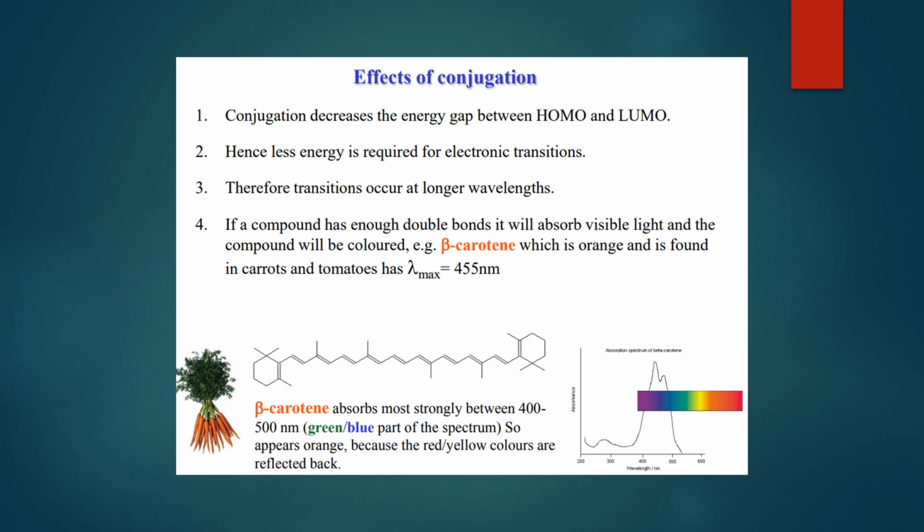If a compound has enough double bonds, what will happen? It will absorb visible light and the compound will be colored. For example, beta carotene is an example, which is orange in color. That can be observed in carrots and tomatoes. This is the structure of beta carotene. It has lambda max around 455 nanometer. So colors can be obtained if the light that we are giving is able to be absorbed in the visible region.